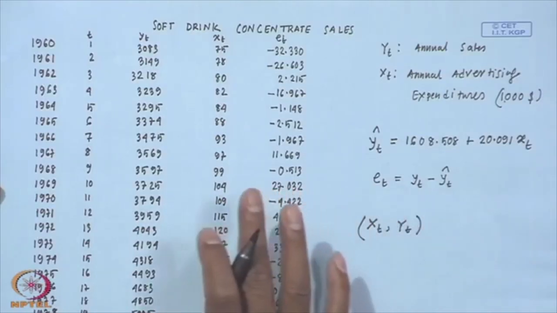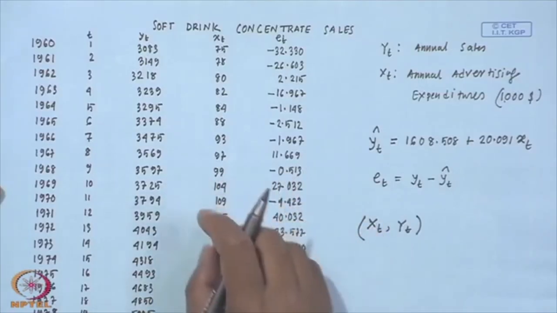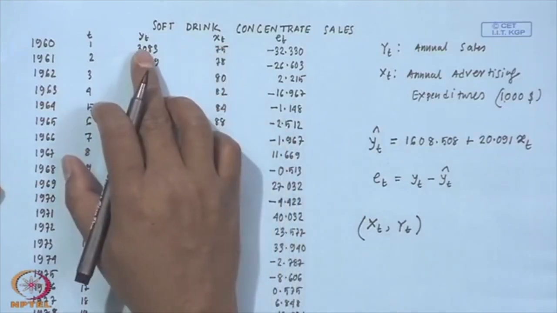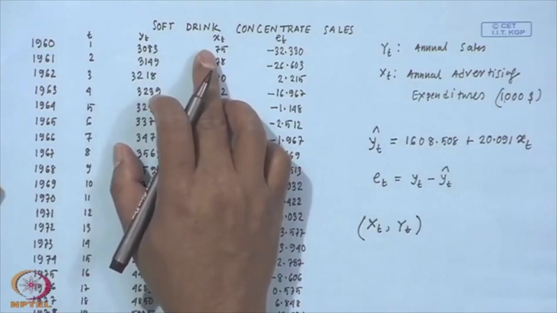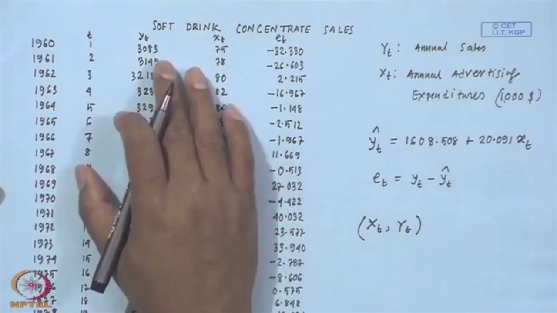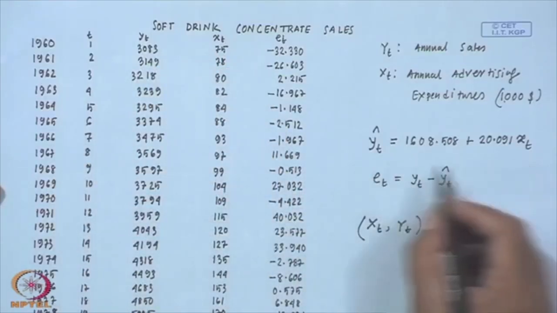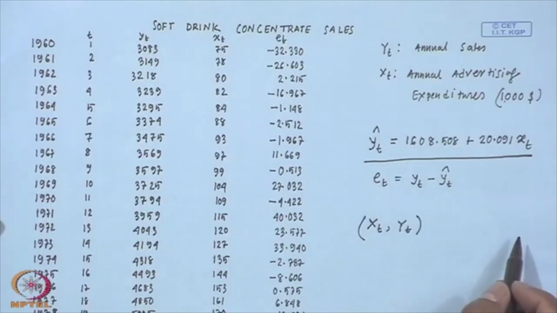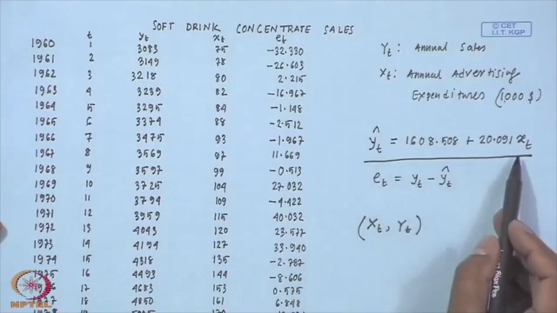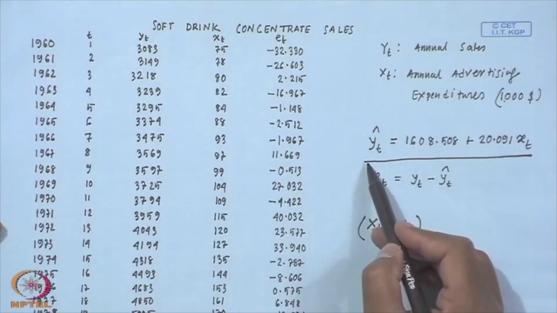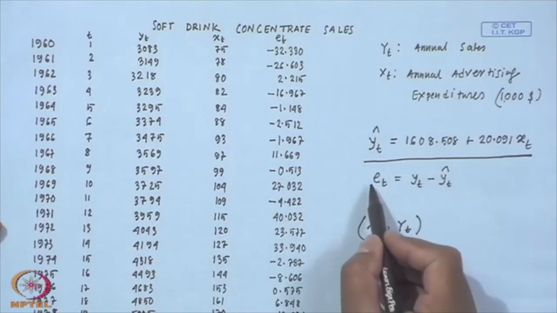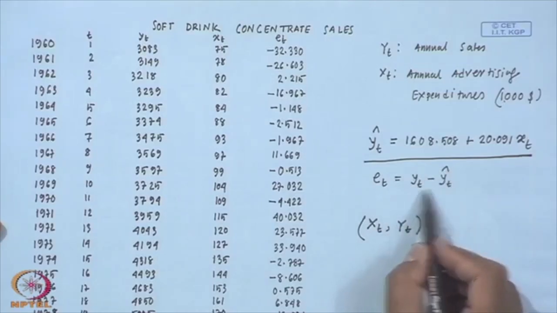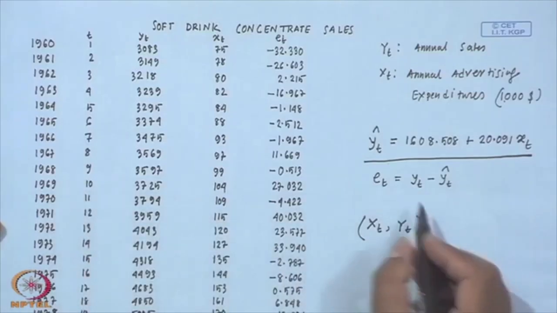Okay, so initially, ignoring whether the basic assumptions are true or not, you just fit a straight line model between y and x using the ordinary least square technique. So, this is the fitted straight line model between y and x. Once you have the fitted model, you can compute the residuals. So, e t is nothing but the observed response value minus the estimated response value at year t.